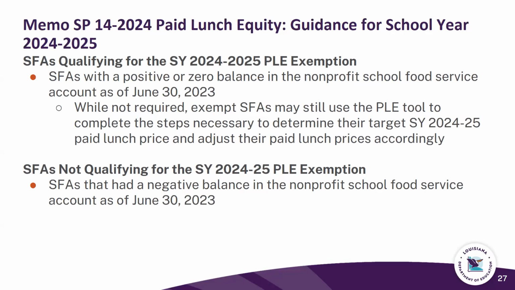SFAs qualifying for the 24-25 PLE exemption include SFAs with a positive or zero balance in a nonprofit school food service account as of June 30th, 2023. While not required, exempt SFAs may still use the PLE to complete the steps necessary to determine their target school year 24-25 paid lunch price and adjust their paid lunch prices accordingly. Any public, charter, or private school system that participates in CEP on a district system-wide basis is also exempt.